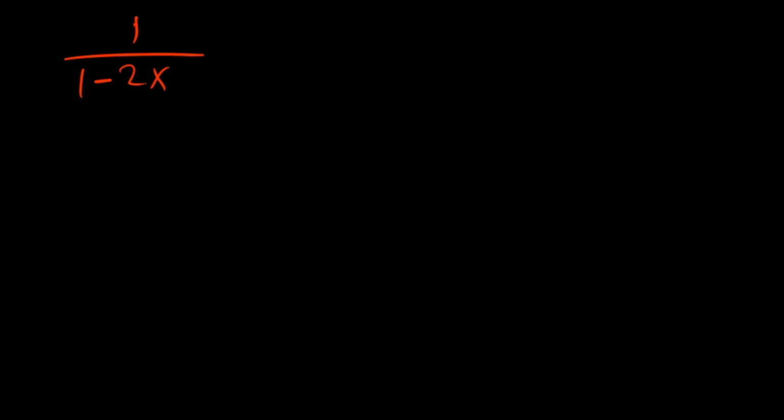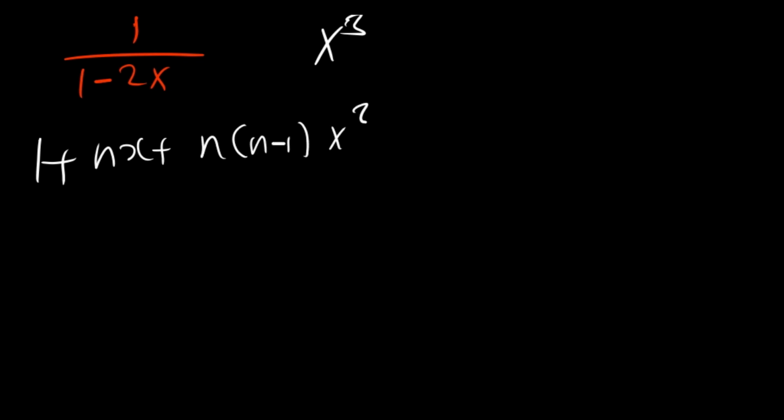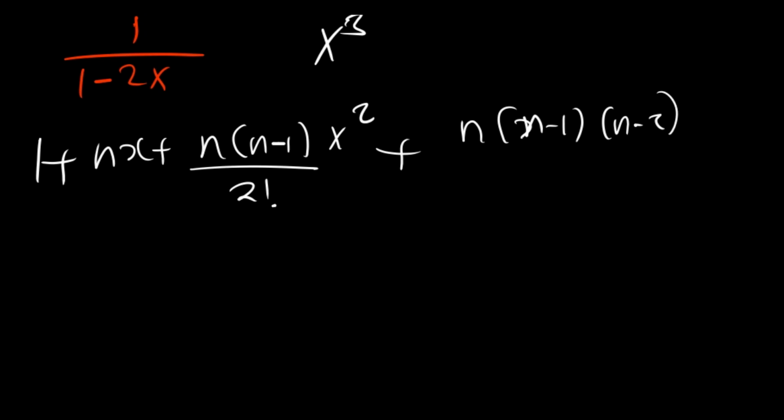When you hear that they want us to expand all the way to x to the power 3, you use the formula. I've forgotten that formula. Can you tell me? That formula, we are saying it is 1 plus nx plus n(n minus 1)x to the power 2 divided by 2 factorial plus n(n minus 1)(n minus 2)x to the power 3 divided by 3 factorial, because I'm ending on x to the power 3. This is the formula we use.